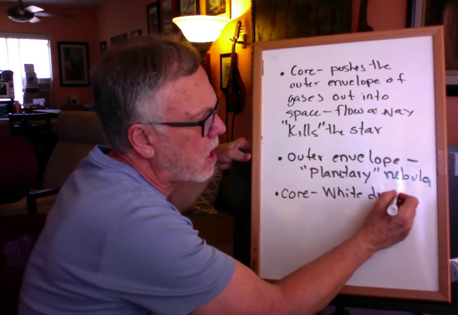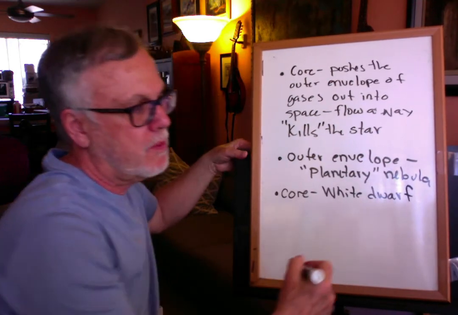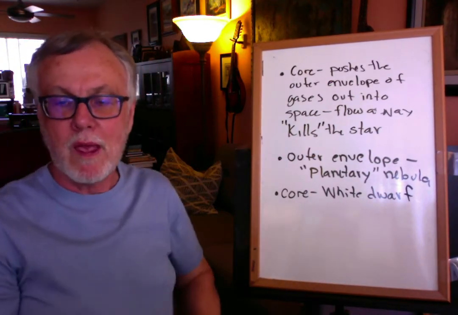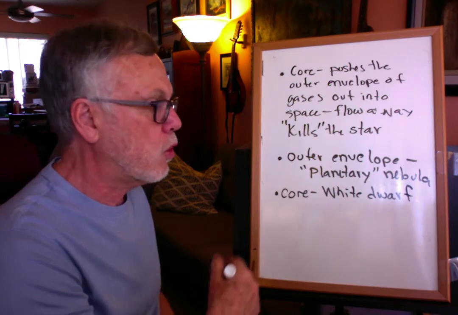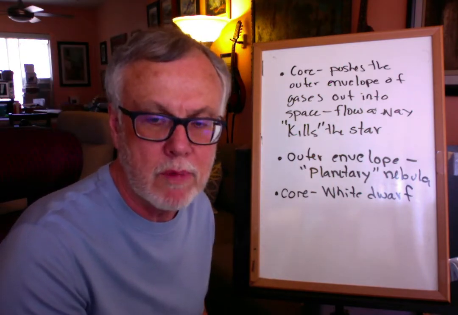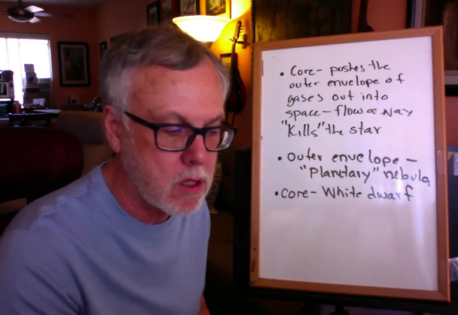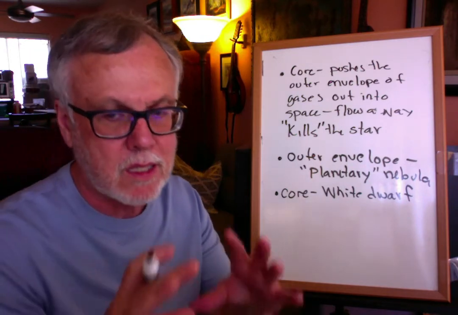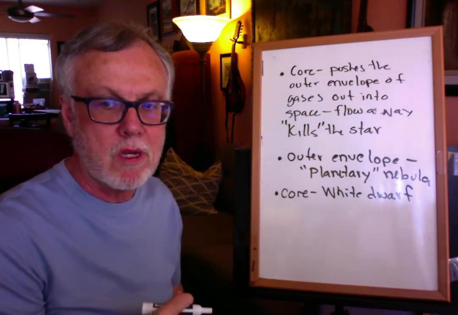Now sometimes they call it a white dwarf star, but it's really not a star. It's the remnant left behind. So really, the white dwarf is what's known as the first stellar remnant left behind when a star dies. The gas is also that planetary nebula.